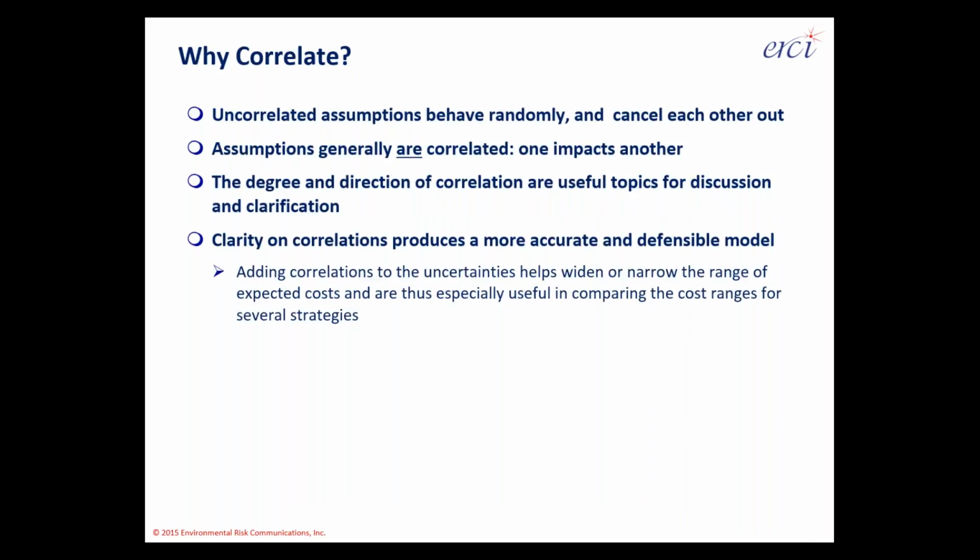Why do we want to do correlation? Again, I just want to make sure that we're all clear on the point that uncorrelated assumptions behave randomly. They tend to cancel each other out. Assumptions for environmental liabilities are, in fact, highly correlated. One does impact another. And the degree and direction of correlation, there's something to discuss. There's something to discover from similar sites. But basically, clarity on that means you're going to have a more accurate, more defensible model.